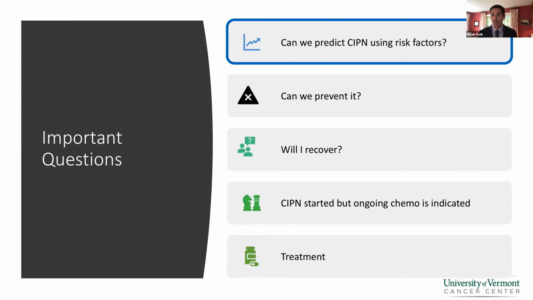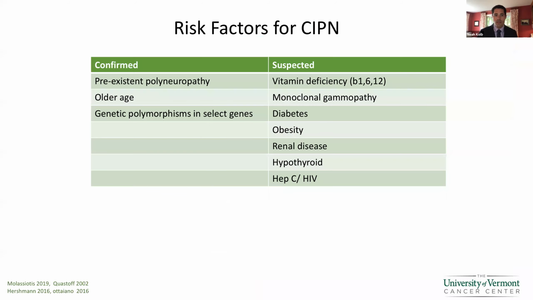So one of the first questions is, can we predict CIPN using risk factors? This has turned out to be really tricky to figure out. There are two columns in this table, confirmed, and I'm using air quotes because there's a little bit of disagreement about this, and things that are suspected. On the confirmed side, these are things that multiple studies have shown likely increase your risk of developing chemotherapy-induced neuropathy. So if you have neuropathy before you start chemo, being older, or if you have what's called a genetic polymorphism in a specific gene.